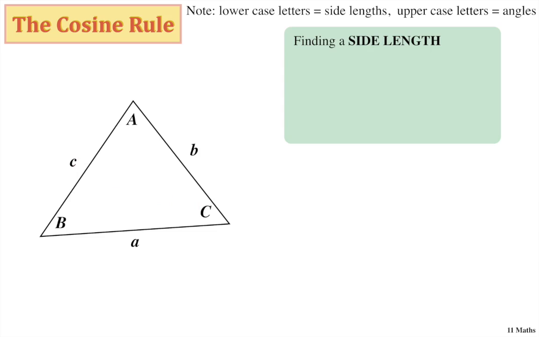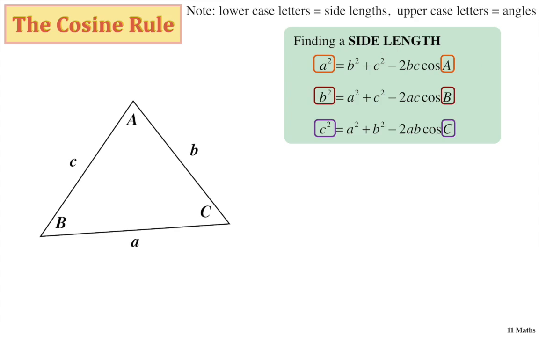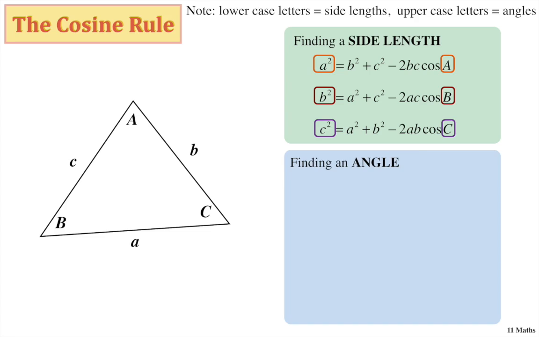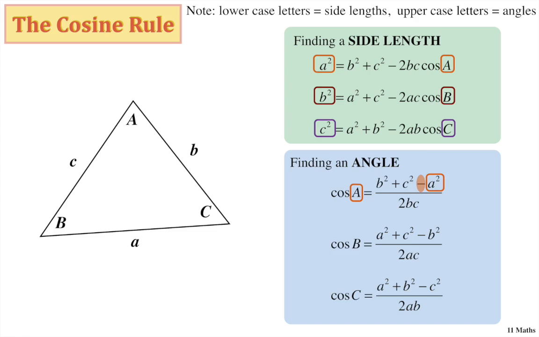side lengths. Now, the only mention of the cosine rule on your reference sheet is this one here. The cosine rule can be written many different ways, it just depends on which letter you want to start with. It can also be written where you can find an angle, so it's just the same formula rearranged. Let's just have a look, and I've highlighted them here.